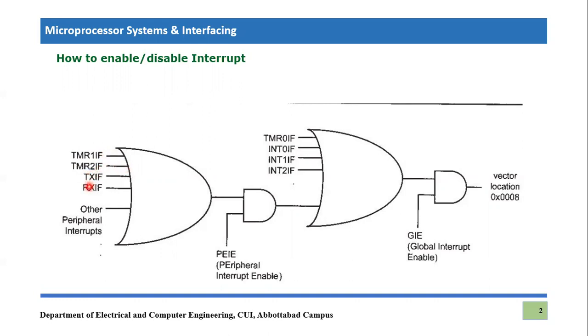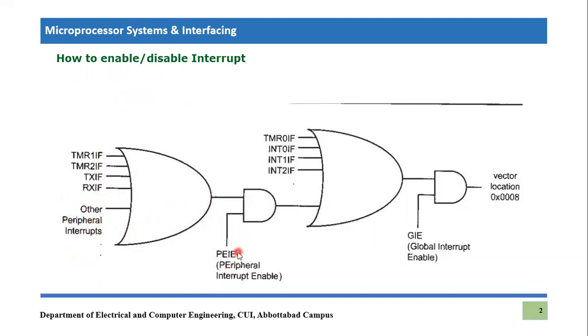Furthermore, we have observed the transmission and reception flags of serial port communication. These are also inputs of this logical gate, along with some other peripheral devices and peripheral interrupts. We will see those in detail in coming lectures, but these other peripheral interrupts are inputs to this logical OR gate. And then the output of this OR gate is ANDed with this input, which is called PEIE, the peripheral interrupt enable.